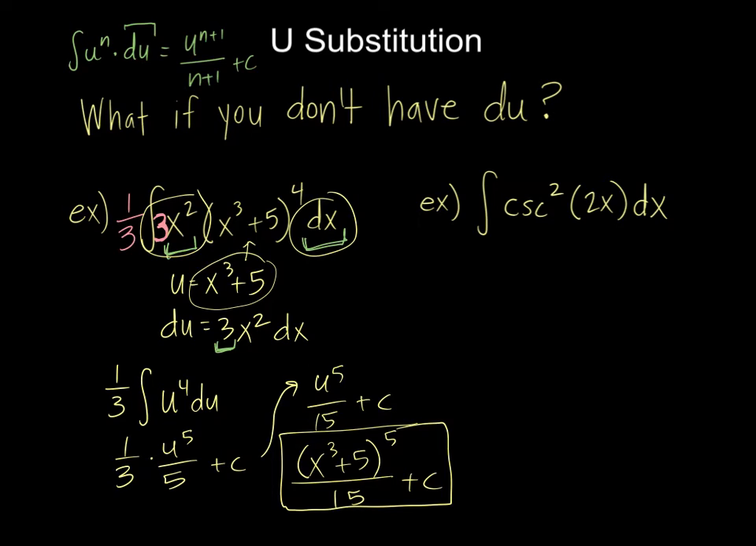Okay, this U-substitution is a temporary thing that lets me get the integral taken, but don't forget to go back to your x terminology at the end to get your final answer. Okay, next we're going to integrate cosecant squared of 2x.